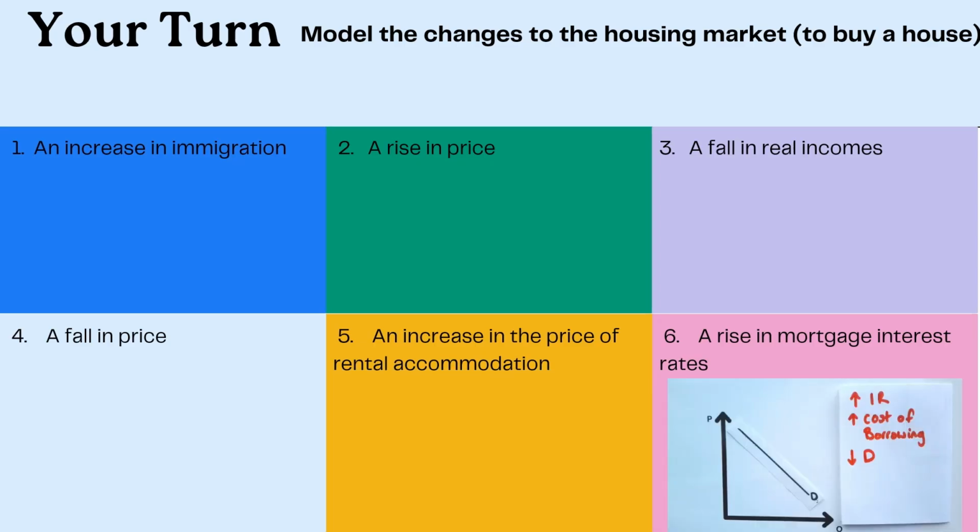A rise in mortgage interest rates is an increase in the cost of borrowing. That means that people will have to repay more each month in order to get their mortgage, or if they're on a variable rate, people who already have mortgages will have to pay back more each month. These mean that we'll have a decrease in demand for purchasing houses, and so the demand curve will shift to the left.